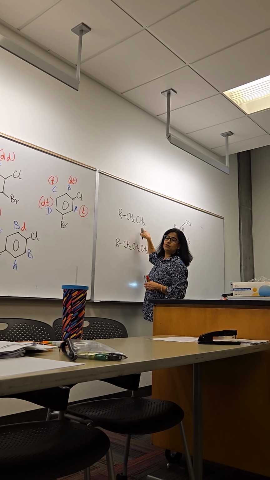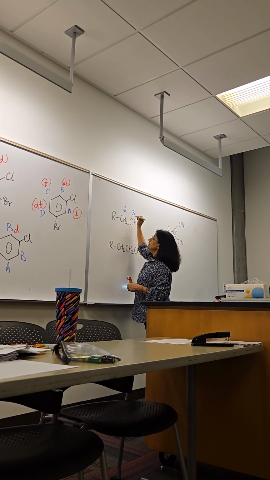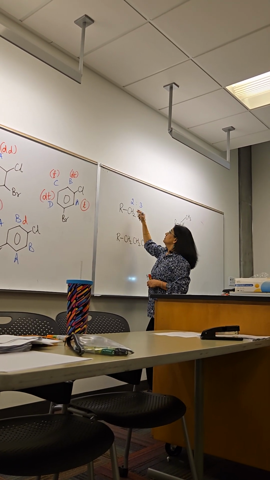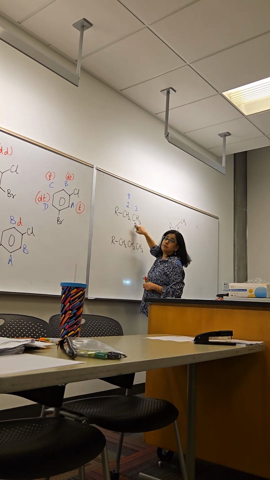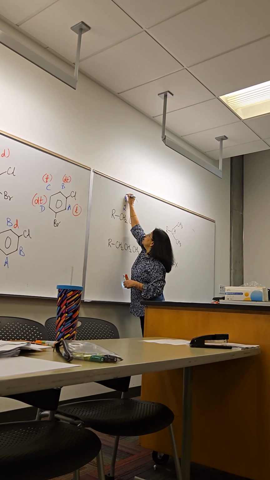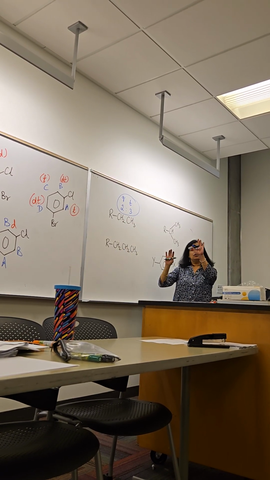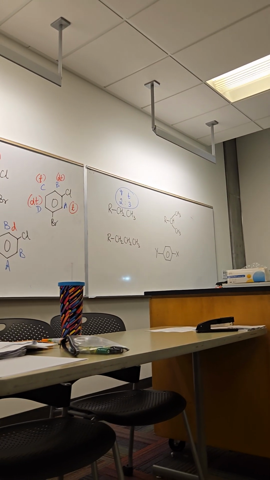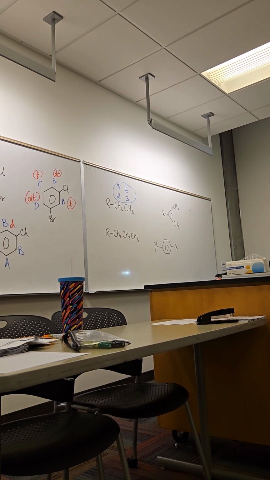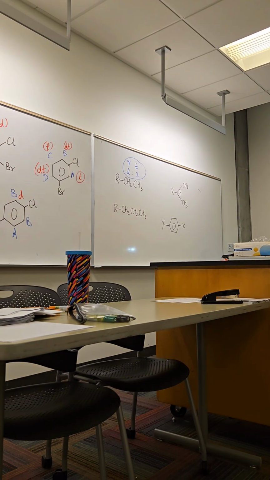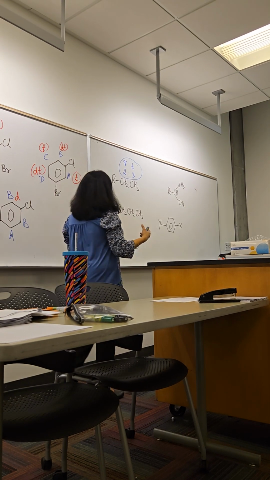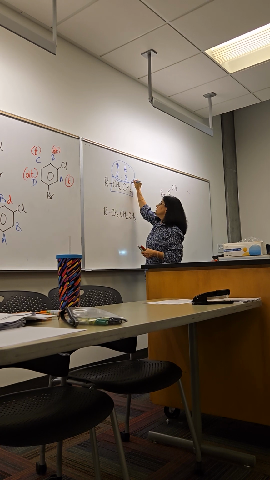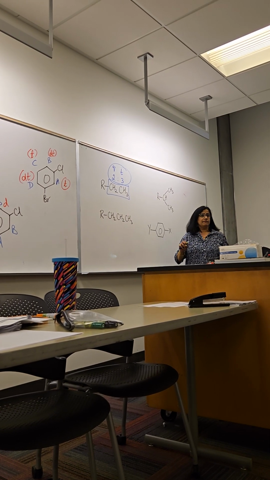Integration ratio for these two? 2 to 3. And what multiplicity do you expect for this signal? Quartet. And for this? Triplet. It's a very interesting pattern: if you see a quartet and a triplet integrating for 2 and 3, oh, is there an ethyl somewhere? It makes assimilating data a little easier. So be on the lookout for that. If you see a quartet and a triplet integrating for 2:3, it most likely means there's an ethyl there.